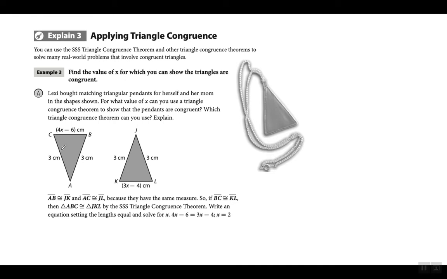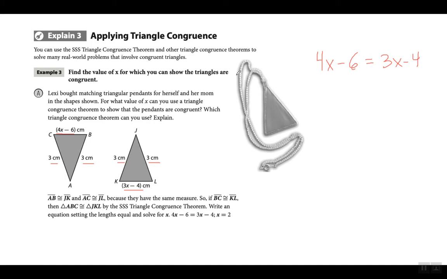Well, the only information that they're giving us in both triangles is the length of the side, and the side. The side, and the side. So these two sides obviously equal these two sides. So the only way these two triangles can be congruent is by the SSS triangle congruence theorem. Okay? The only way they could be congruent is if this side equals this side. And that's how I'm going to do my equation in order to solve for x. I'm going to make 4x minus 6 equal to 3x minus 4.